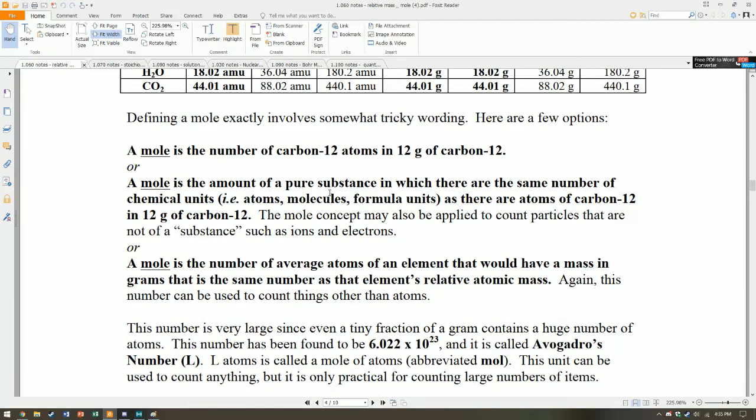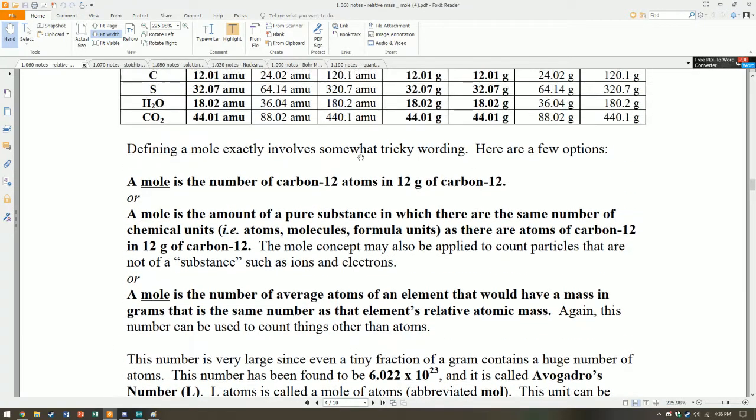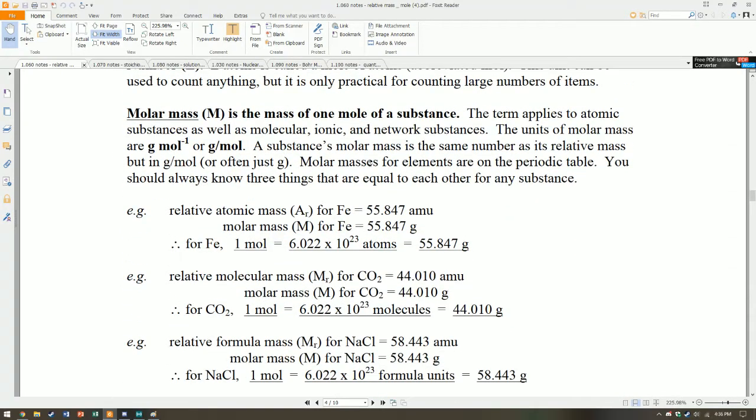However, if you're ever asked to define what it is, the formal definition is the number of carbon-12 atoms in 12 grams of carbon-12. Bit of a mouthful. That's just one of those things you have to memorize. And then molar mass is the mass of 1 mole of any given substance.